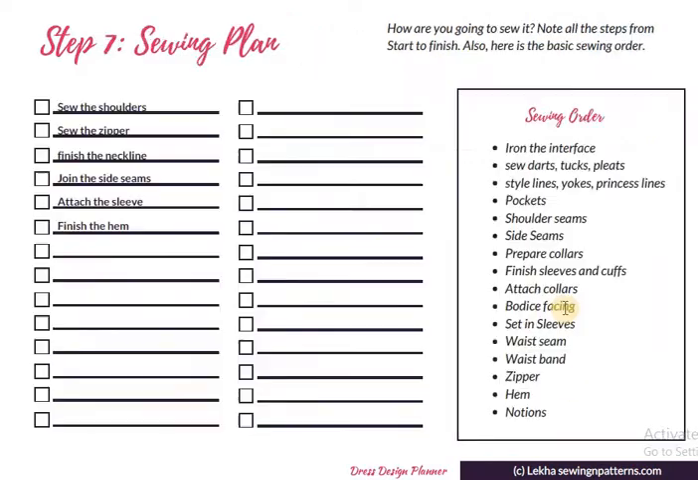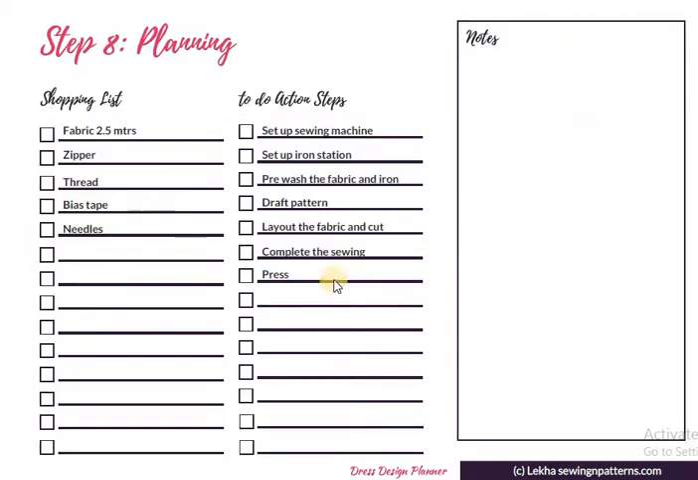Once you're done with pattern development, think about how you're going to sew it. Look at all the steps here. The reason this is so important is because it's always better to plan to avoid any mistakes and wastage of fabric. I have given a general process of dressmaking here, but yours can be entirely different. I just wanted to use this as a handy guide for reference. Finally, put all the things you need to buy in here.